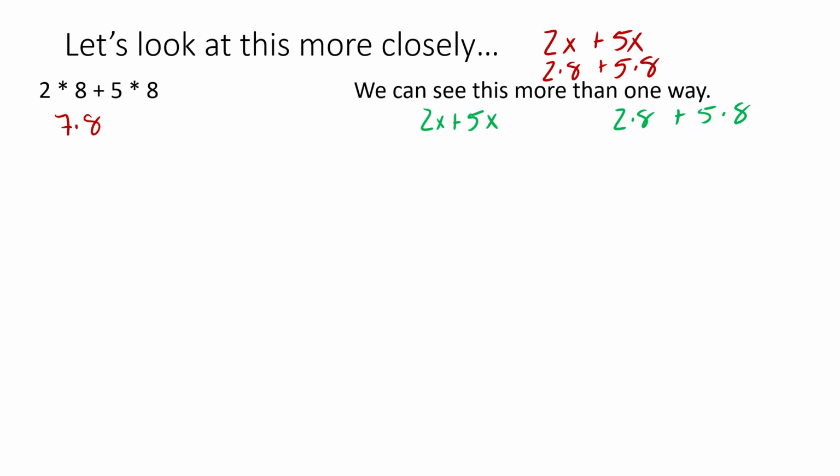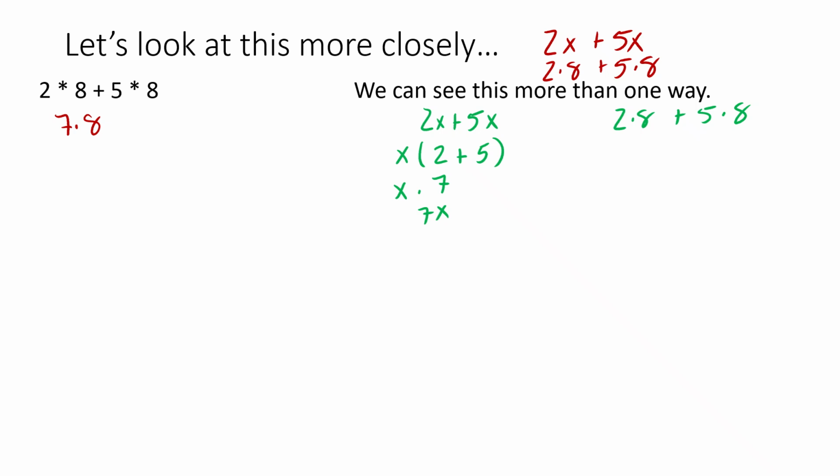So looking at the 2x plus 5x, I see I have a common factor of x, so I'm going to go ahead and factor that out. If I have 2x and I factor out the x, I'm left with a 2. If I have a 5x, I factor out the x, I'm left with a 5. And then, of course, 2 plus 5 is 7, and that gets me to the 7x. So that's how you can picture that combining like terms.